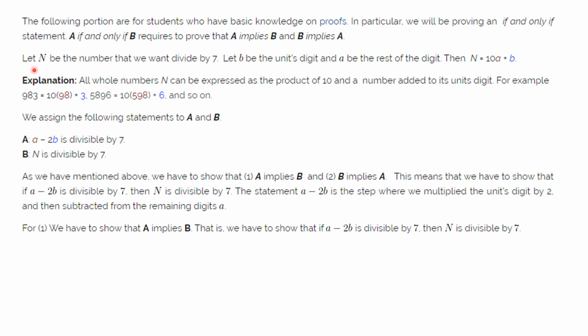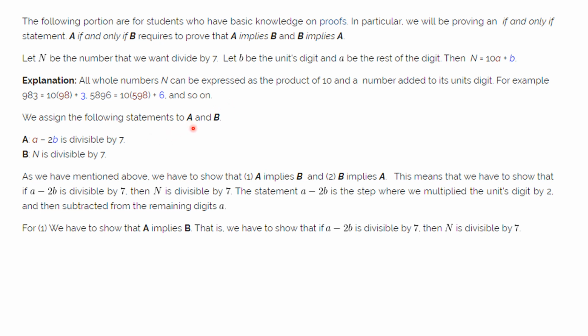And just to get started with another example, let n be the number we want to divide by 7, and B is the units digit, and the rest of the number is A. So you see, if we move the decimal point, we know that n, the number in question, is 10 times A plus B, where B is the units digit. All whole numbers n can be expressed as 10 times a number plus its units digit. So 983 is 10 times 98 plus 3, and 5896 is 10 times 589 plus 6, and so on, and we already talked about 2023.